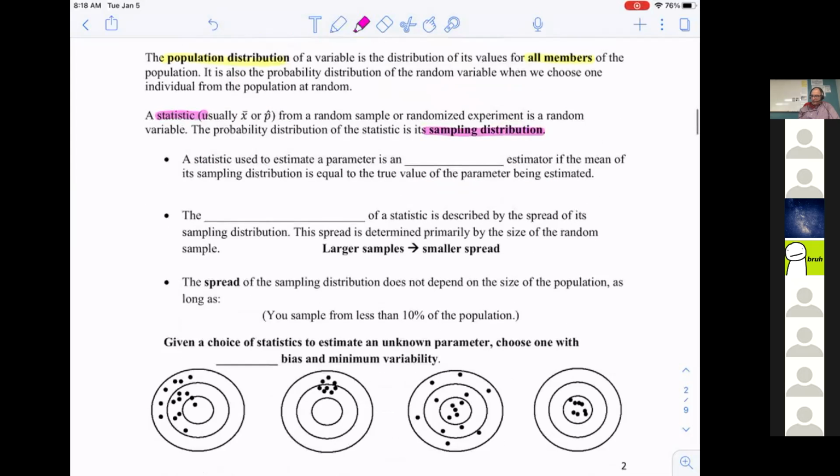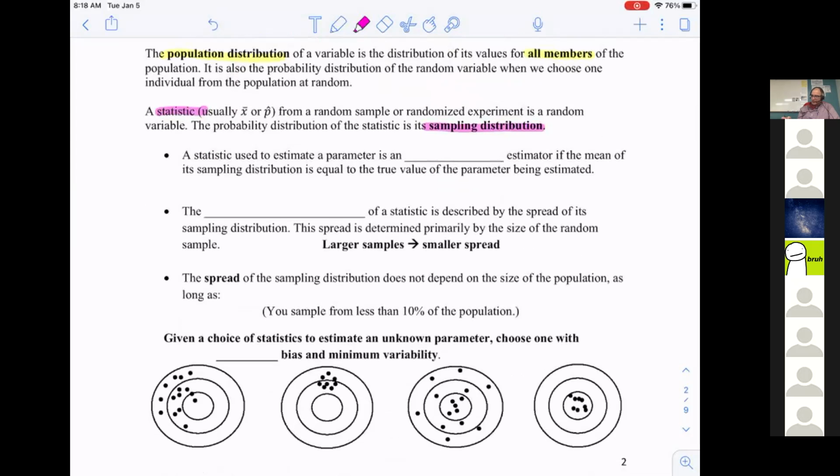Okay. This next part, I actually struggle with. I don't know. Maybe I should have taken this out now that I have control of what's here. Anyway, a statistic is used to estimate, so a statistic is going to be used then to estimate a parameter.